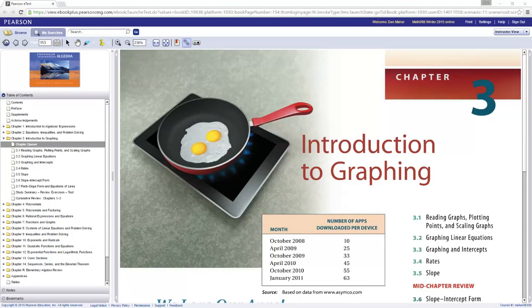Hi, here's chapter 3 review. I have got some questions on this chapter. Graphing involves a lot of steps, a lot of pieces. There's a lot of language in this chapter to hopefully get solid on.